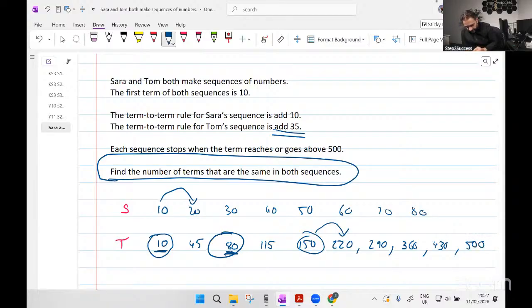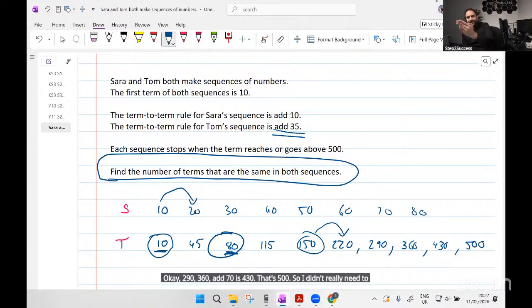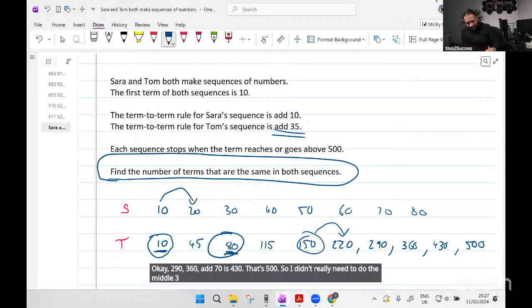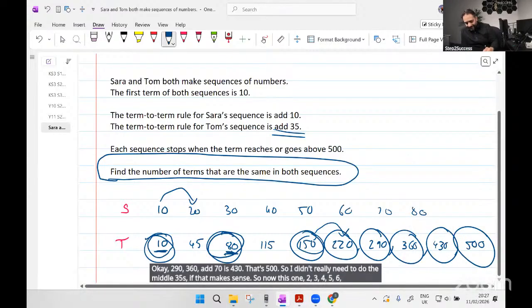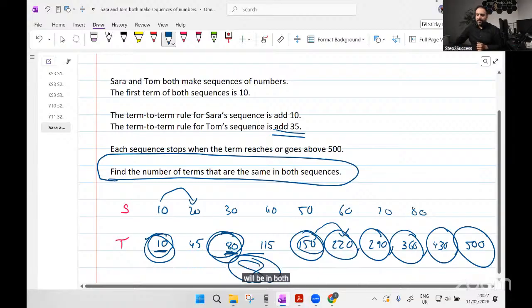Okay. 290, yeah, 360, add 70 is 430, that's 500. So I didn't really need to do the middle 35s, if that makes sense. So now this one, two, three, four, five, six, seven, and eight. These eight numbers will be in both sequences because they have to be.